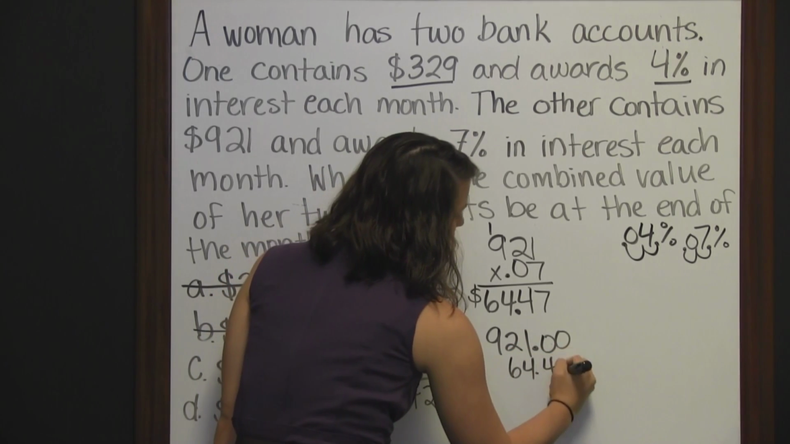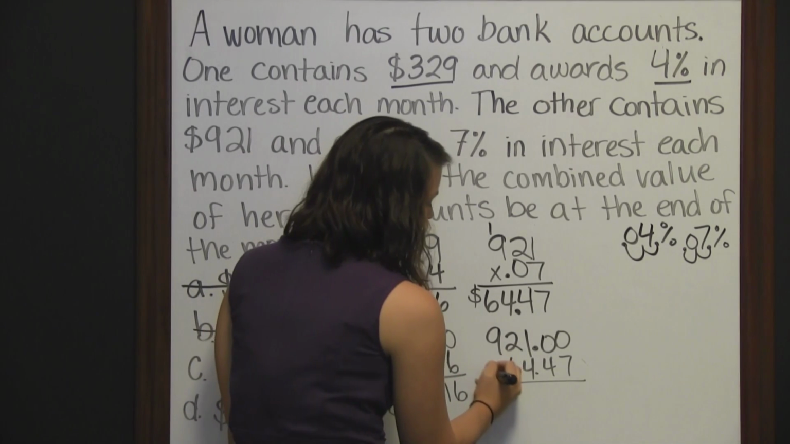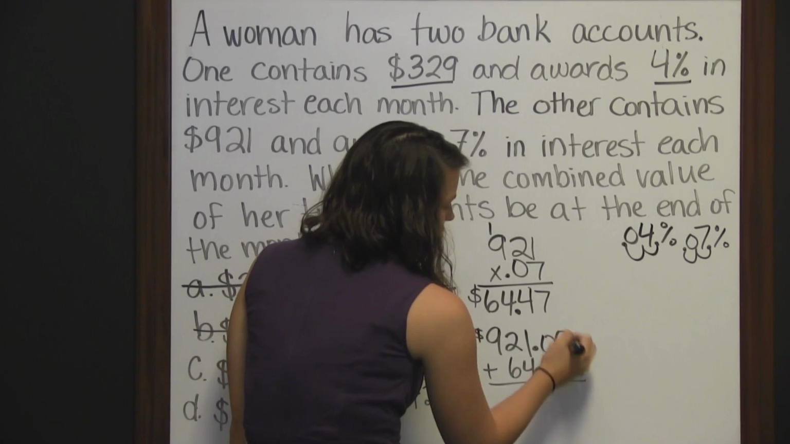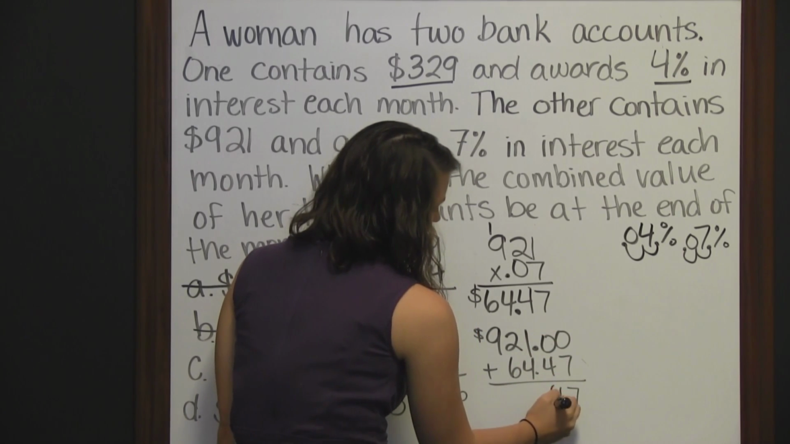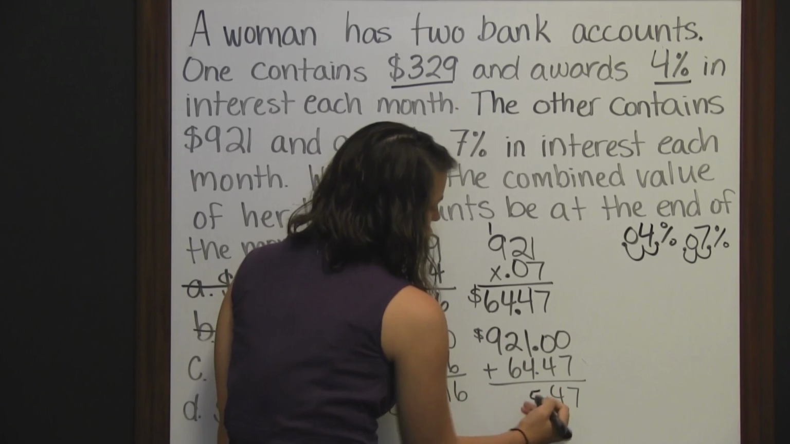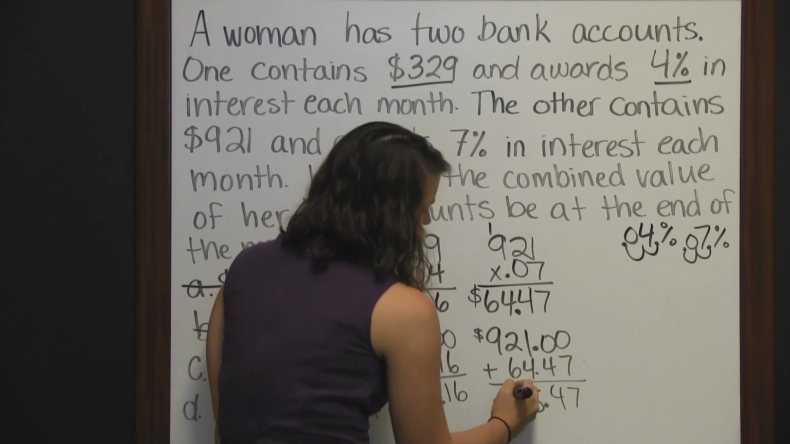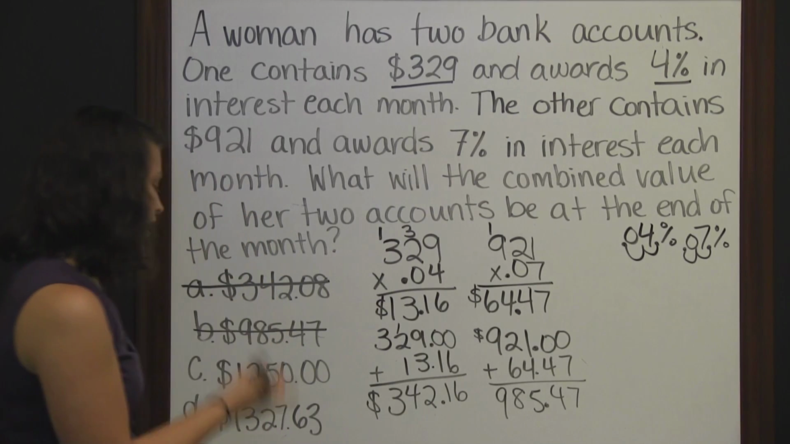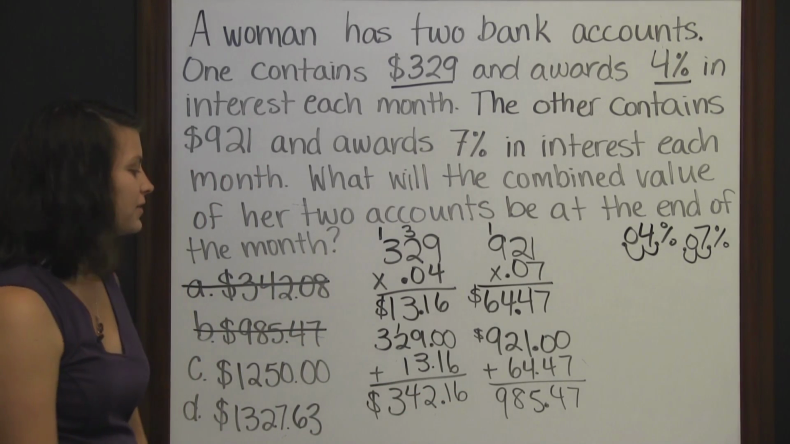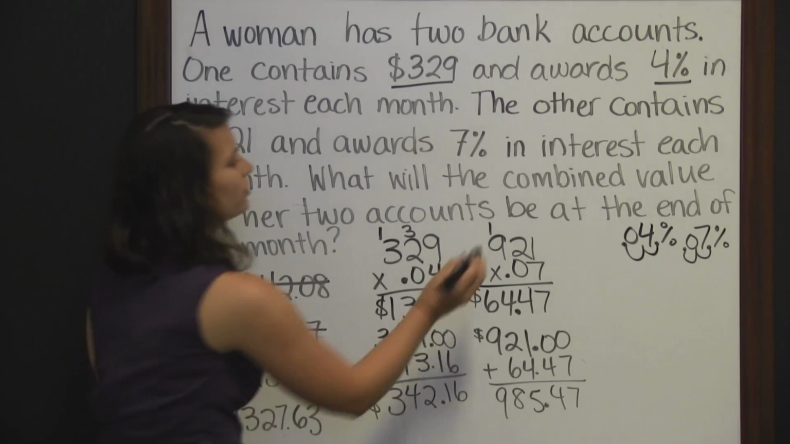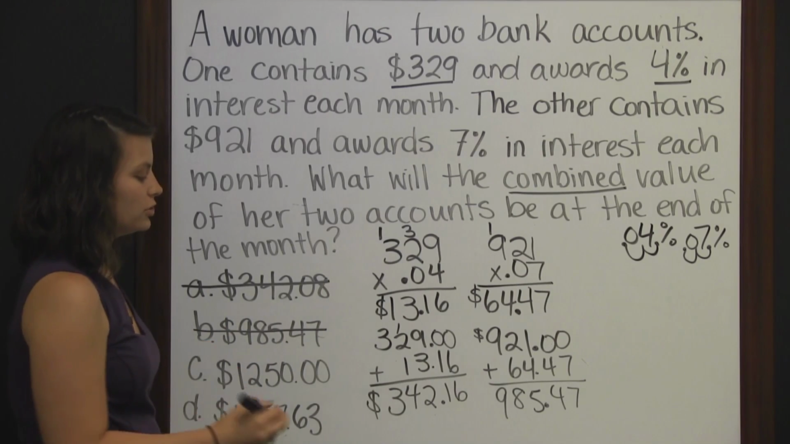So altogether, when we add 921, again, we can put that decimal and zeros, and then the $64.47. Line up those decimals when you're adding. 7 and 0 is 7. 0 plus 4 is 4. Bring down the decimal. 1 plus 4 is 5. 2 plus 6 is 8. 9 plus nothing is 9. So that account has a total of $985.47 in it.